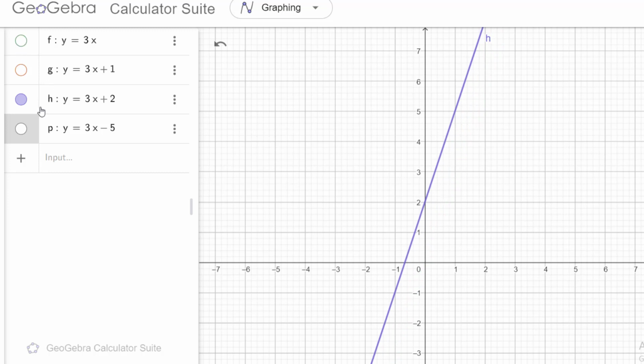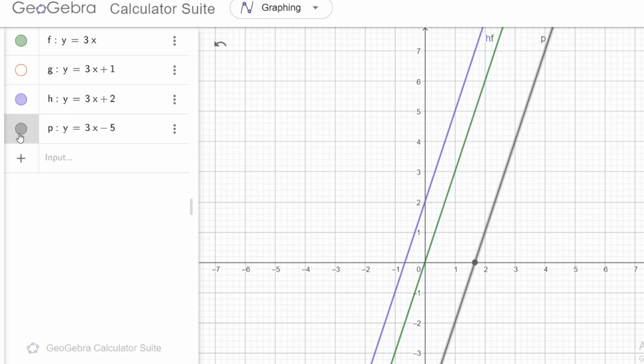If you see this violet color graph, this 3x plus 2 tells us it is passing through this point 2. Yes or no? So, this has a steepness of 3 and it is passing through point 2. That is what it tells. If I am taking just this one, this is just 3x and there is no y-intercept. So, it is passing through 0.